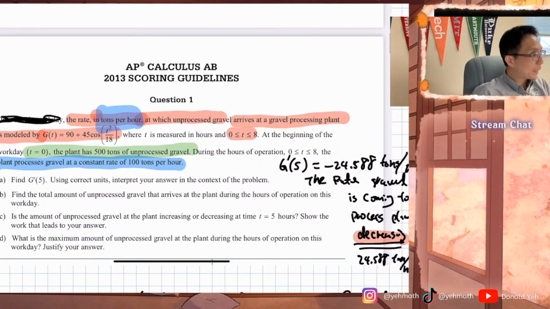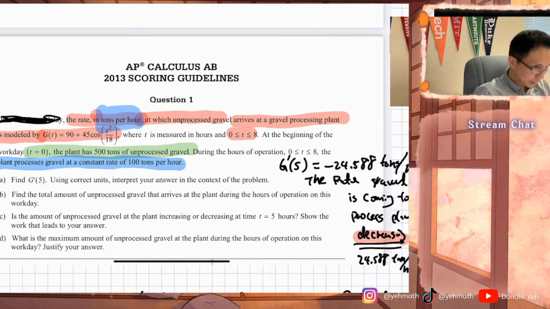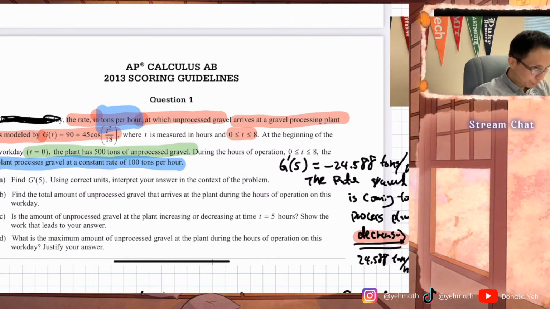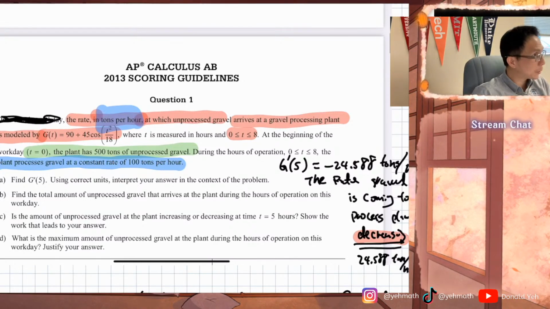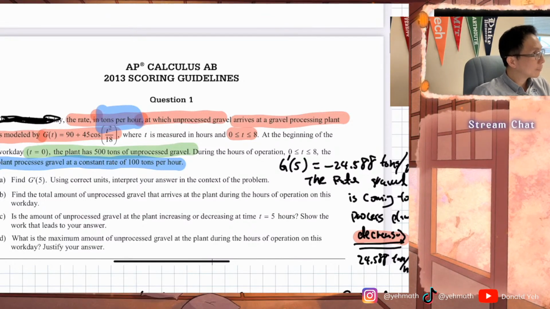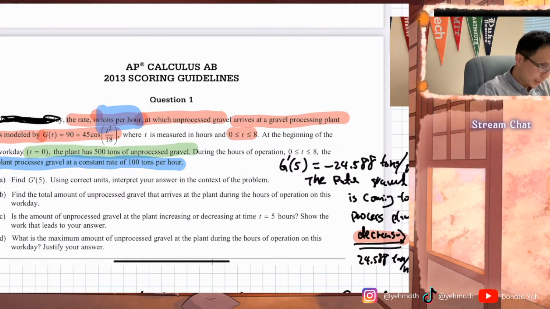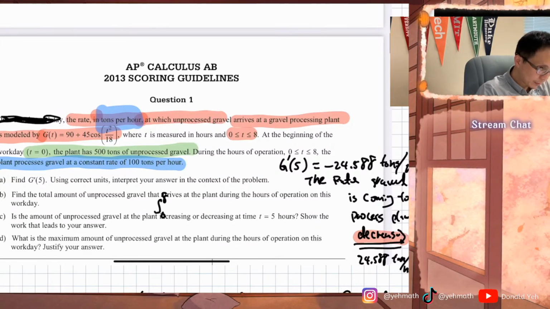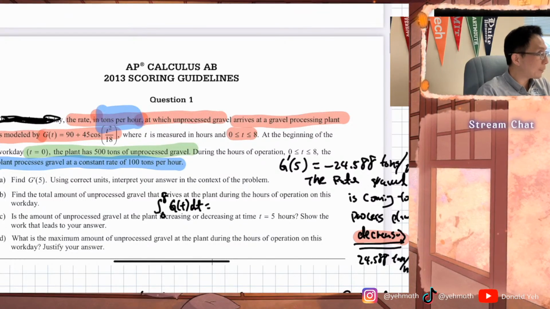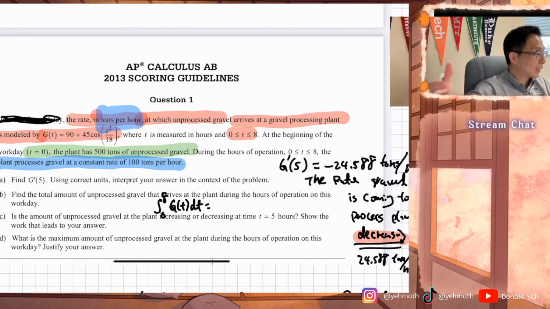How do I do the second part, B? Find the total amount of unprocessed gravel that arrived at the plant during the hours of operation of the workday. You do the integral because the integral is going to give you the amount. Does that make sense? Between where and where? 0 to 8 of what function? G of t dt, because this is a rate. If I integrate this rate, I'm going to get the amount of gravel.